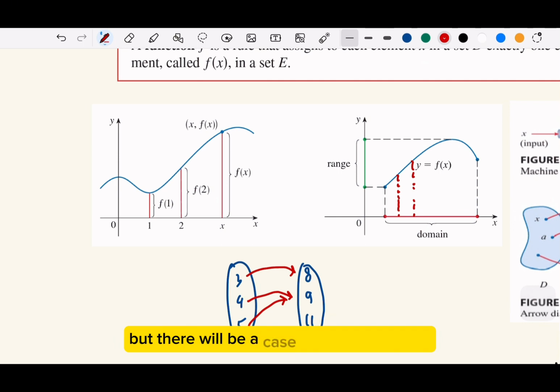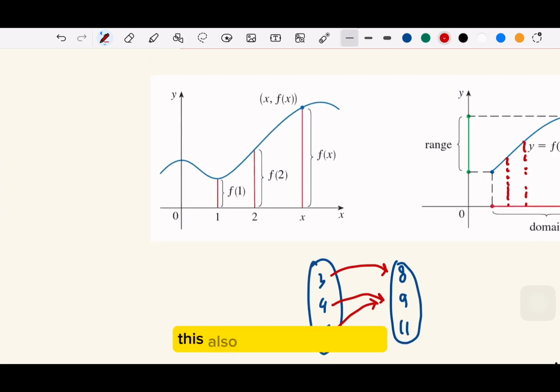But there will be cases where we need to check whether it's a function or not. This also describes how x equals 1 gets f of 1 here, x equals 2 gets f of 2 here. And you can see that we can describe the height.